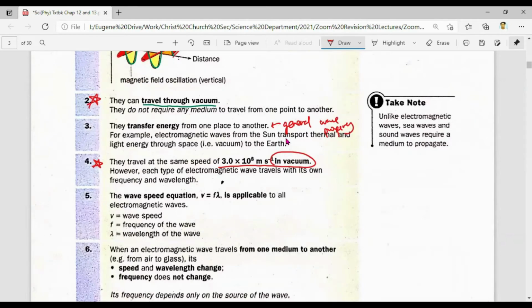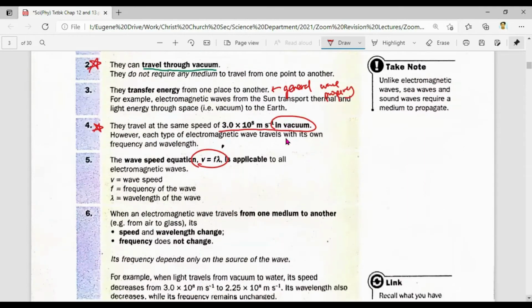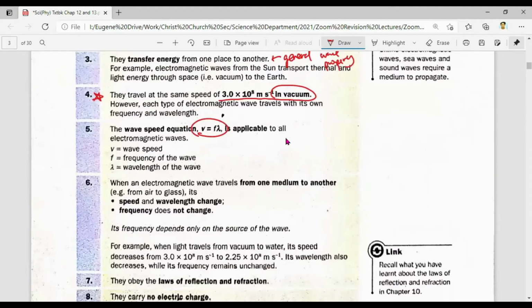Next one, the wave speed equation, v equals f lambda, is applicable to all. So do take note, in the EM wave chapter, you need to apply v equals f lambda to the calculations. Okay, next thing, when it travels from one medium to another, the speed and wavelength change, the frequency does not, because the frequency depends only on the source of the wave.